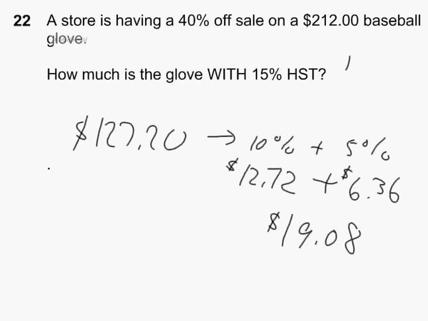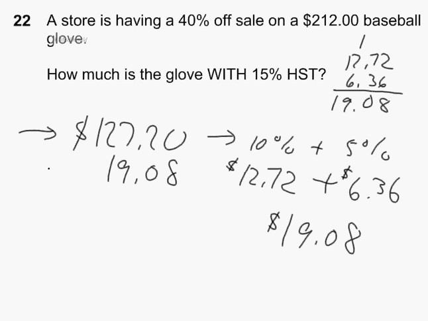If you don't believe me, don't forget your grade 5 outcome. Write your numbers, line up your decimals, add them up. So your HST is going to be $19.08, but we're not done. It doesn't say how much is the HST, right? It says what is the final price of the glove with the HST. So there's the price of the glove. There's the price of the HST. You have to add those together. You get $146.28 will be the final price for your glove. Okay? Clear?